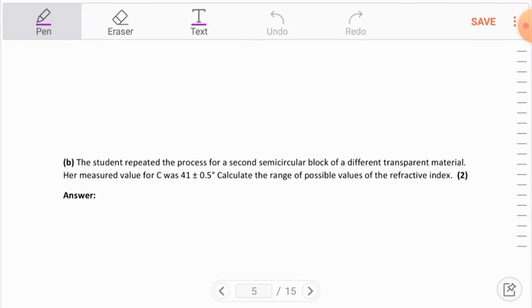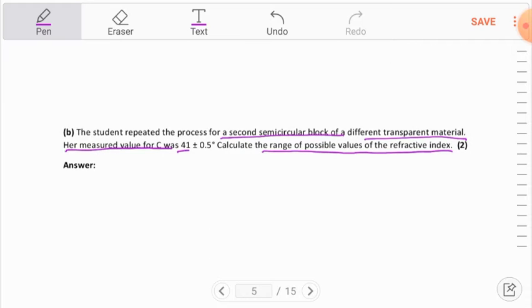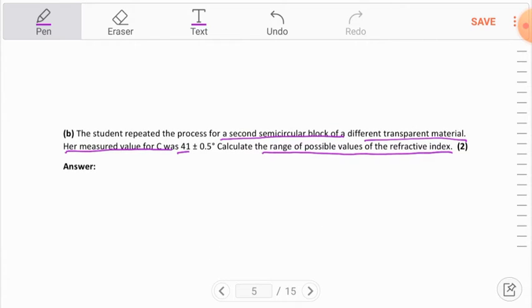So in part B, it says the student repeated the process for a second semicircular block of a different transparent material. Her measured value for C was 41 plus or minus 0.5 degrees. Calculate the range of possible values for the refractive index. Now we need to find the range of possible values. Whenever there is a value given with a range, we need to find both the upper limit and the lower limit. So let us first find the upper limit for the angle C.